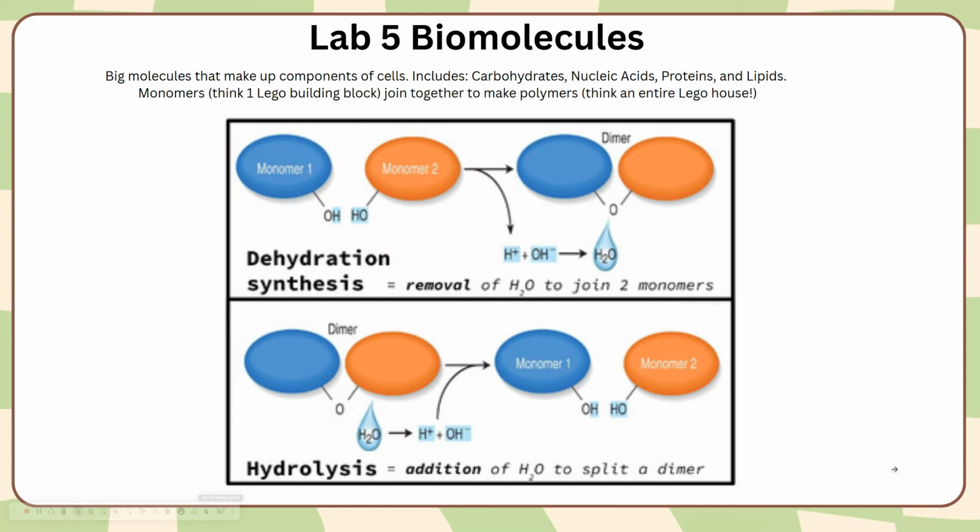Then our lab is all about biomolecules. Now, what is that? Think of these as the big molecules that will make up the components of cells. That's going to include carbohydrates, nucleic acids, proteins, and lipids. So we are going to use these big molecules to build the cell organelles and make our cells. In order to build these big molecules, we need smaller molecules to make them.